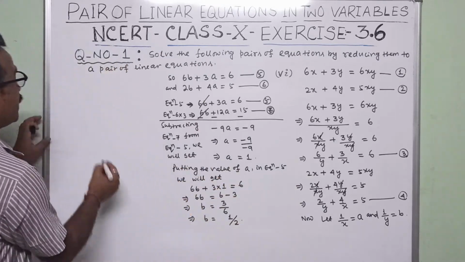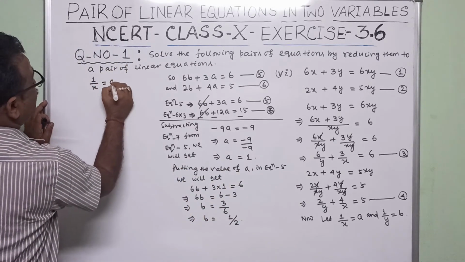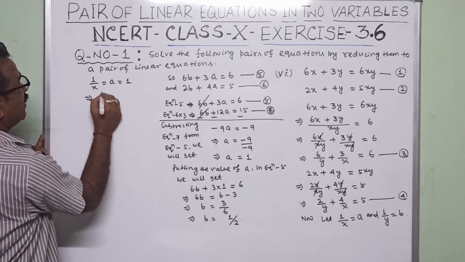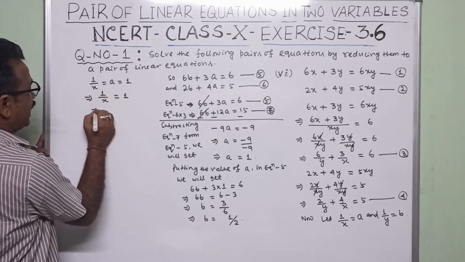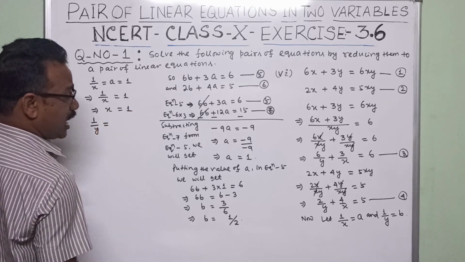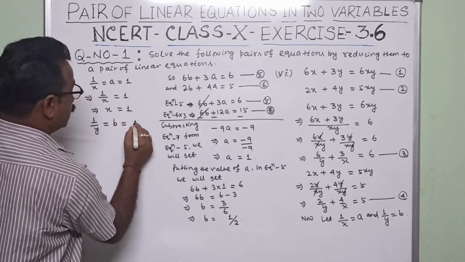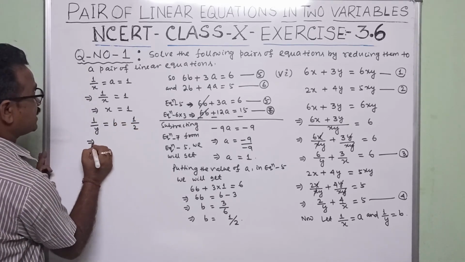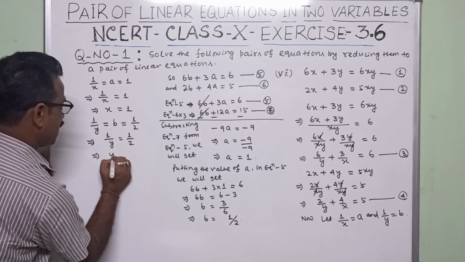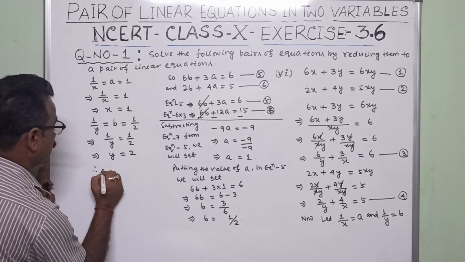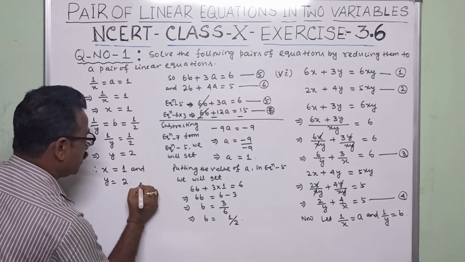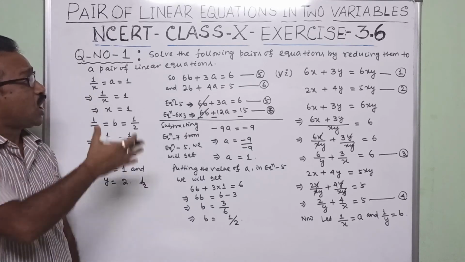1 by x is equal to a. So 1 by x is equal to a is equal to 1. That implies 1 by x is equal to 1. That implies x is equal to 1. 1 by y is equal to how much? b is equal to 1 by 2. That implies 1 by y is equal to 1 by 2. That implies y is equal to 2. Therefore x is equal to 1 and y is equal to 2 is the required solution of bit 6.